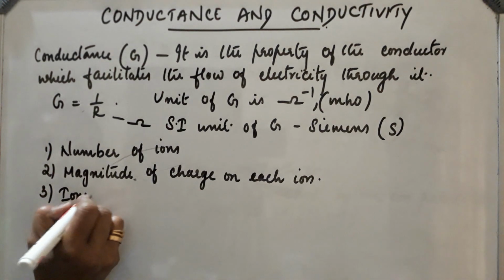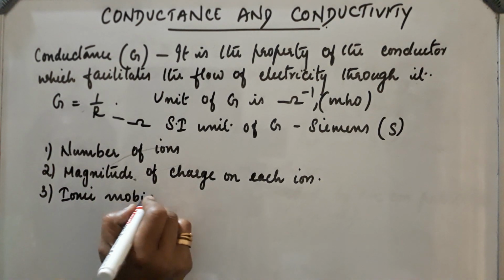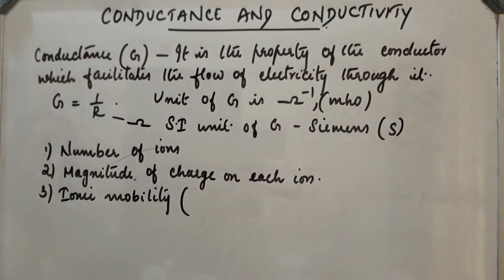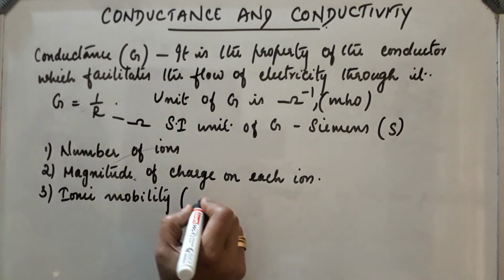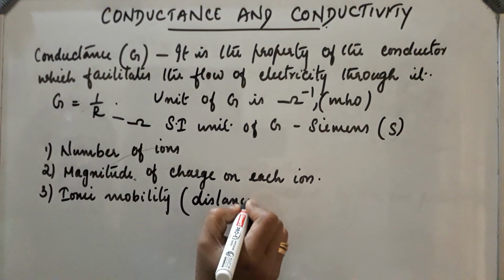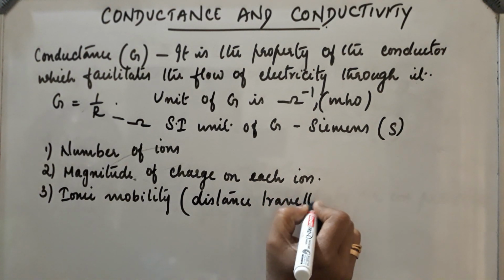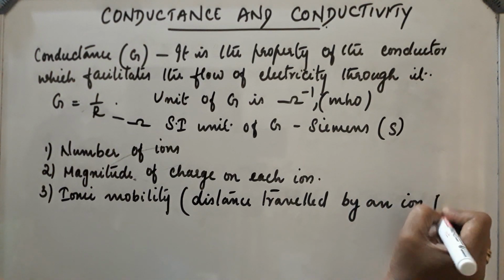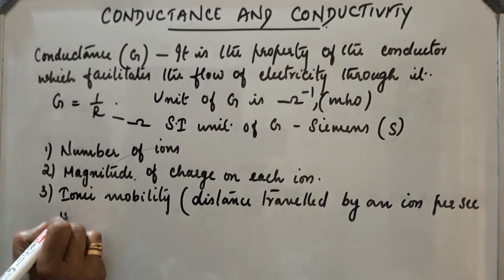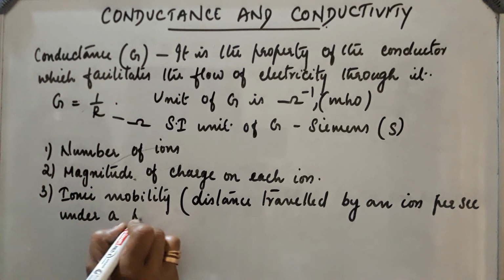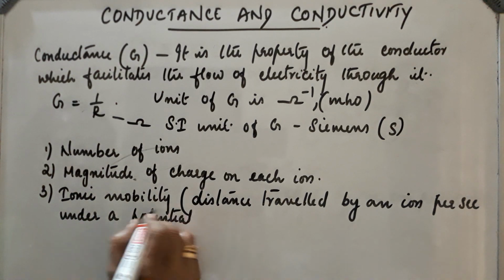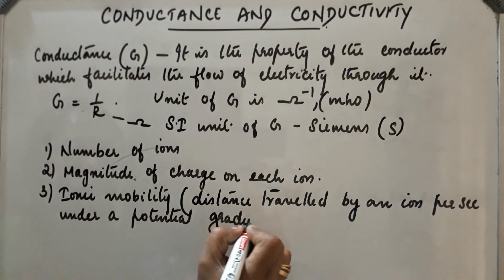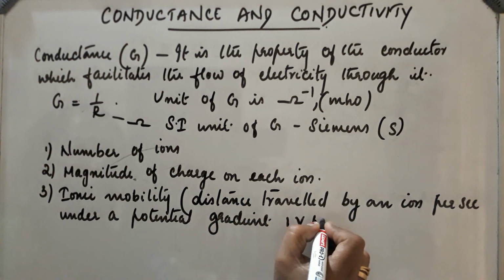What is ionic mobility? Ionic mobility is the distance travelled by an ion per second under a potential gradient of 1 volt per centimeter.